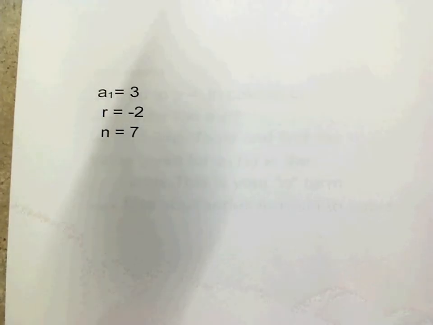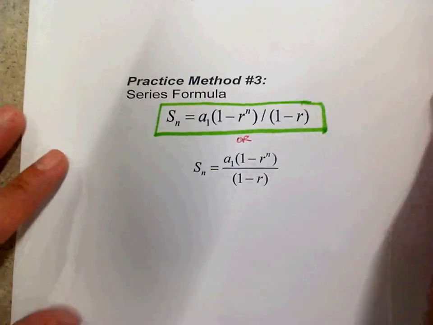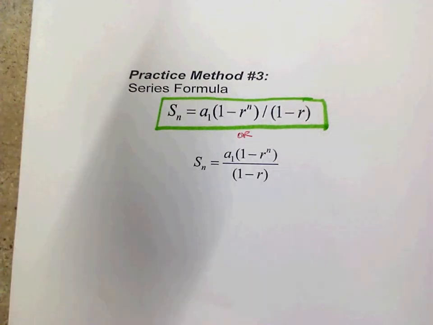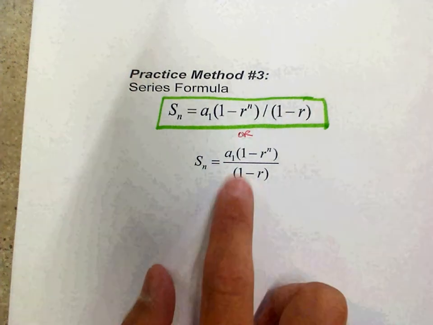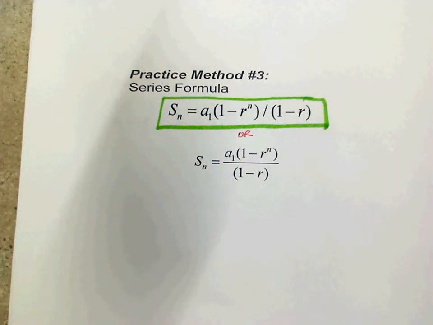Oh, I'm so sorry. I like the green one the best, or the sigma. I don't care for that one that much. That looks complicated. It looks crazy, but it's the same thing.